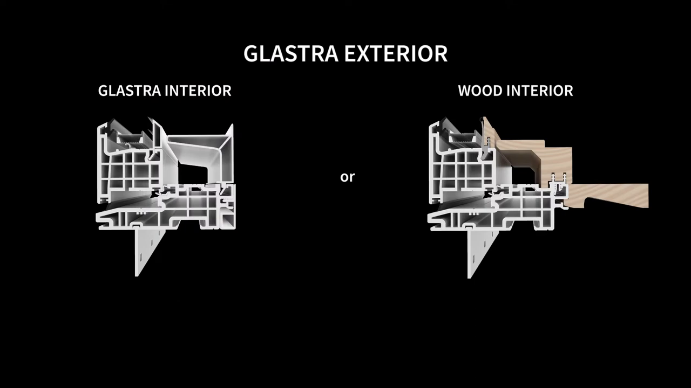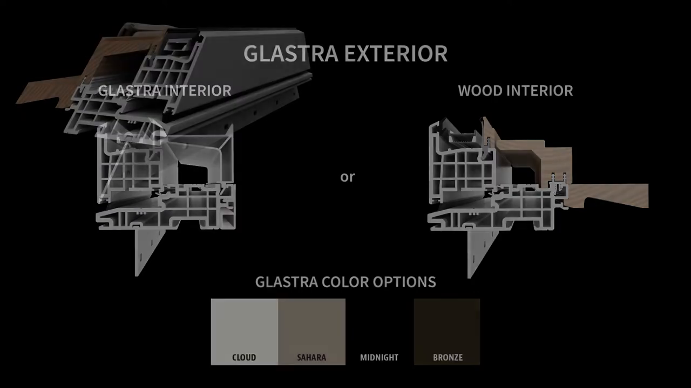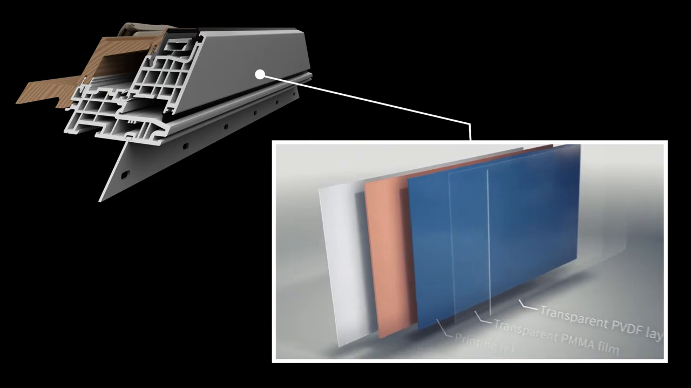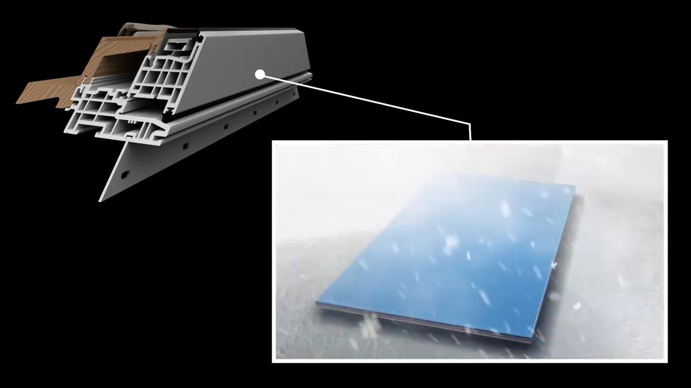Forgent Series products come in a popular color palette. Cloud and Sahara are integral colors to the Glastra material, while Midnight and Bronze are permanently bonded to the Glastra surface as an acrylic film. The film's multi-layered advanced technology reduces heat absorption and resists fading, enabling it to withstand various climates.